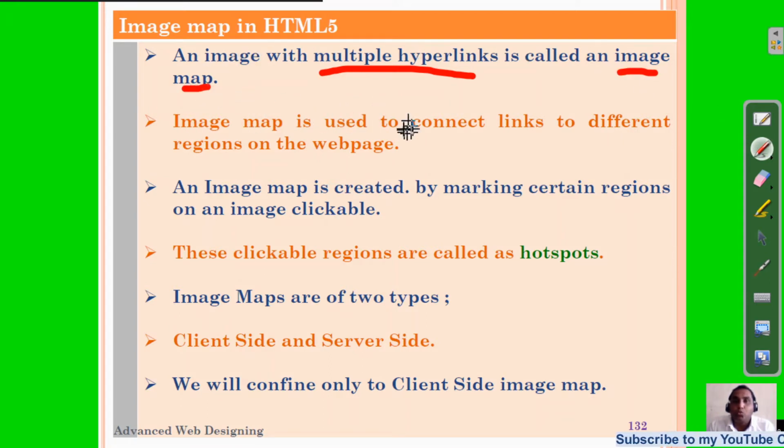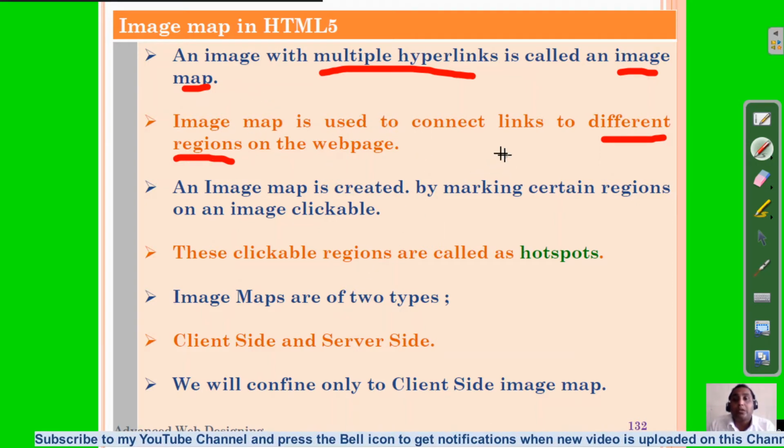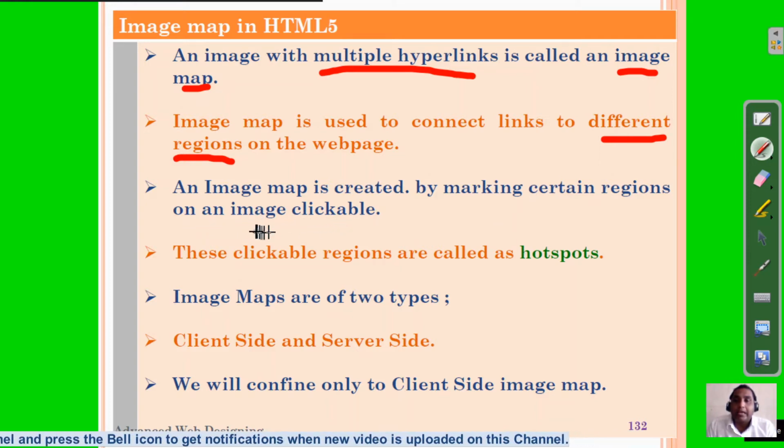Image mapping is used to connect links to different regions. We break up an image into different regions. To do that, we have certain tags. With the help of tags, we break an image. So image map is used to connect the links to different regions. An image map is created by marking certain regions on an image clickable.